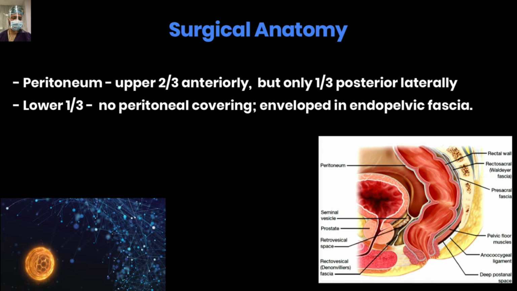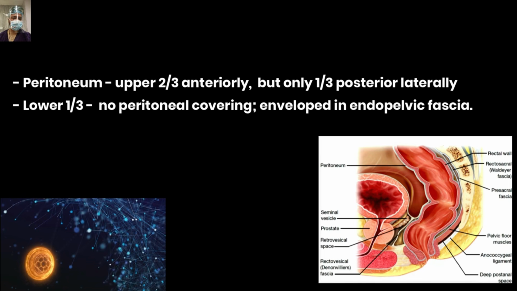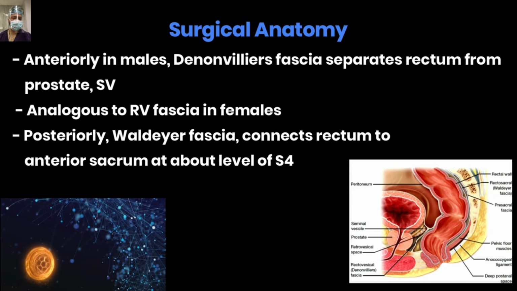In the lower 1/3, there is no peritoneal covering and it is enveloped in the endopelvic fascia. Here is the most tricky part of the procedure. Anteriorly in males, Denonvilliers' fascia separates the rectum from the prostate and seminal vesicles, and it is analogous to the rectovaginal fascia in females.